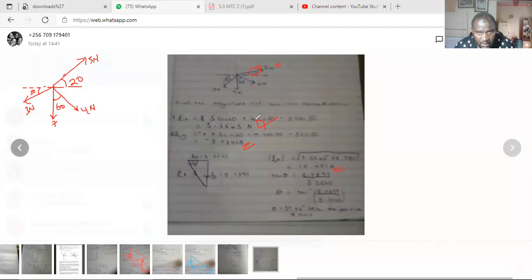5 cos 20, 4 sine 60 minus 3 cos 30. Yes, this statement is correct. Negative 7 plus 5 sine 20 plus 5. Hey, you are using 5 here. This is wrong. This is 3. That is where your problem is. So please sort yourself. Let me see another person.